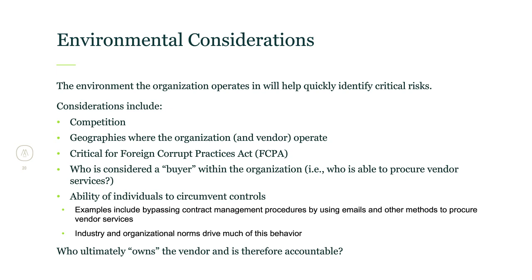And so when I think of an ability to circumvent controls, I think back to clients where they had a proper contracting process that was rigid, perhaps too rigid, and individuals often then were just using emails to procure services, therefore circumventing the controls in place. So it's really a matter of building a program that fits the environment that you have now so that individuals will be much more likely to embrace it and to use it, which we'll talk a little bit more about on implementations as well. And really understanding who owns that vendor and is therefore accountable to your vendor. It's really important that there is that single line of ownership.